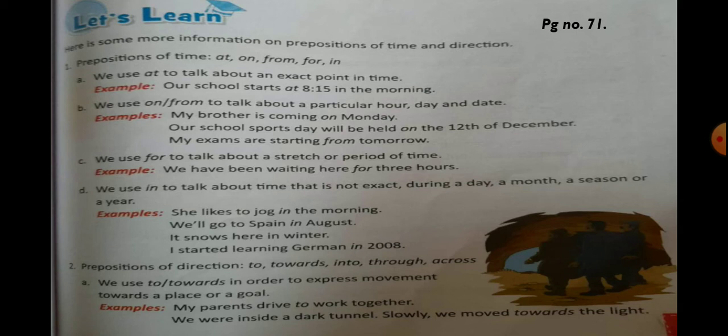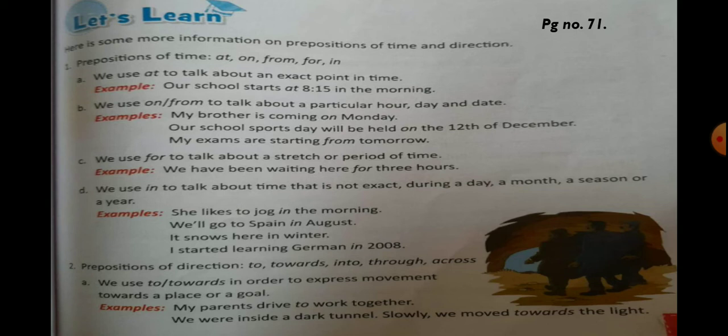Next, number 2, prepositions of direction. So let's find out the prepositions of direction. They are to, towards, into, through and across. Now let's see how we have to use them. Number A, we use to or towards in order to express movement towards a place or a goal. For example, my parents drive to work together.